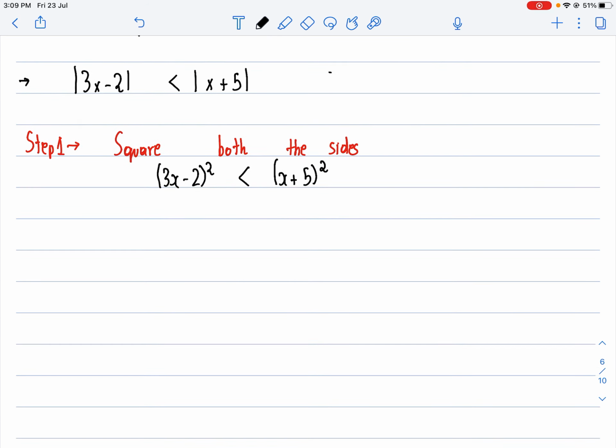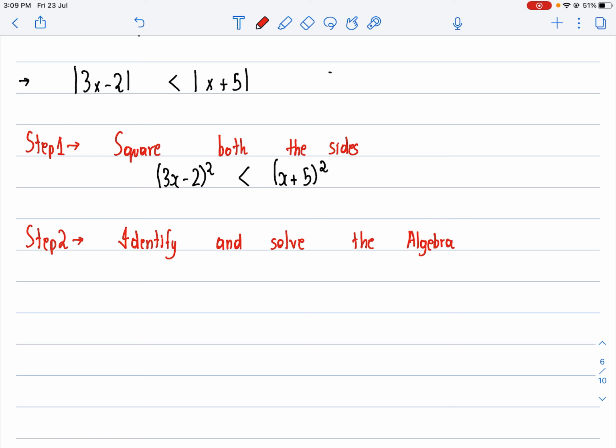Now step 2. What you need to do is you need to identify and solve the algebra. You need to identify and solve the algebra to get a quadratic.